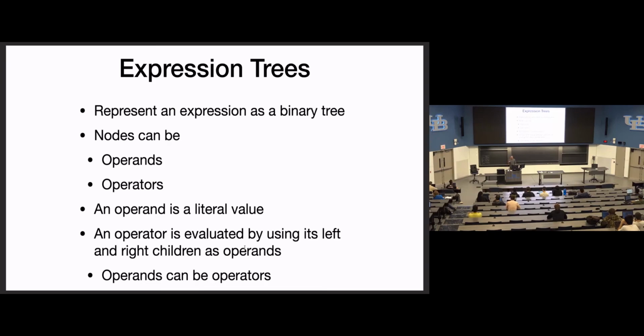We're going to represent an expression as a binary tree where each node is either an operator or an operand. If it's an operator, the operator will be evaluated on its children, on its left and right child.